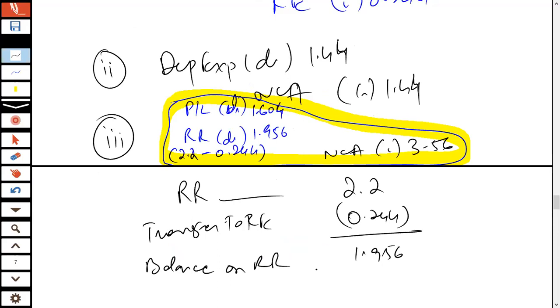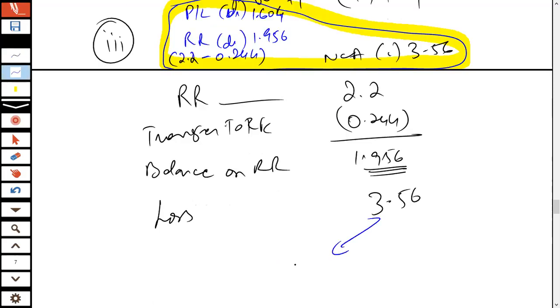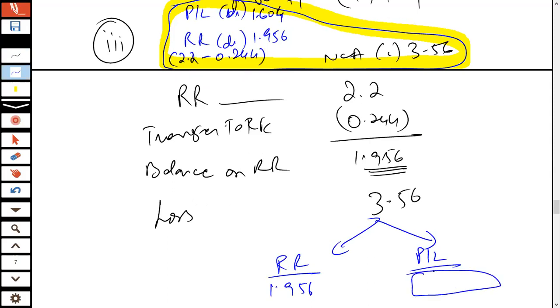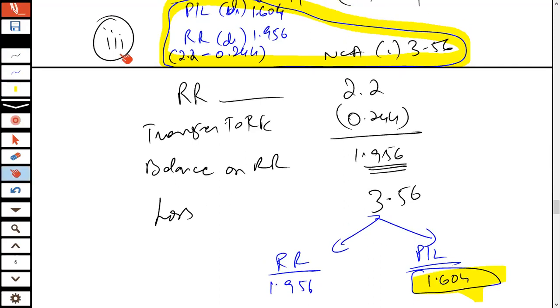If there is a balance on the revaluation reserve account of 1.956, and we have got a total loss of 3.56, then this 3.56 loss is going to be allocated first to the revaluation reserve of 1.956. The balance amount of the loss is going to be allocated to the P&L, which is the balancing figure, and that turns out to be 1.604. So this is why we have passed this double entry. Do you get it now, Muhammad Rikshan?